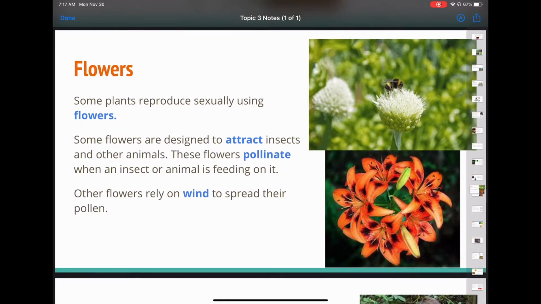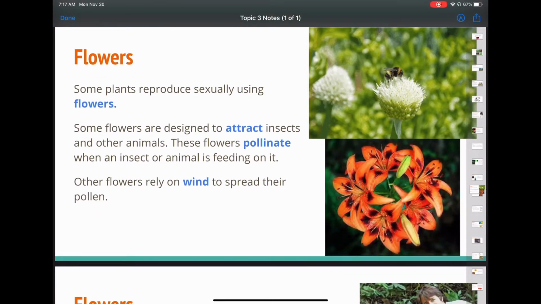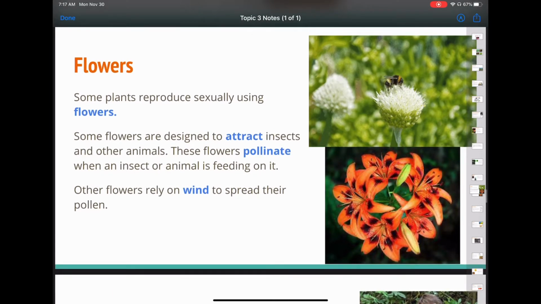Flowers generally have bright petals on them, and they also have a sugary fluid in them called nectar, that will help attract pollinators. In this top picture, we can see that we have a bee sitting on a flower. Now, bees are very, very important pollinators. What they do is they carry pollen from one flower over to the next. So bees actually really help us with fertilizing and reproduction of flowers.